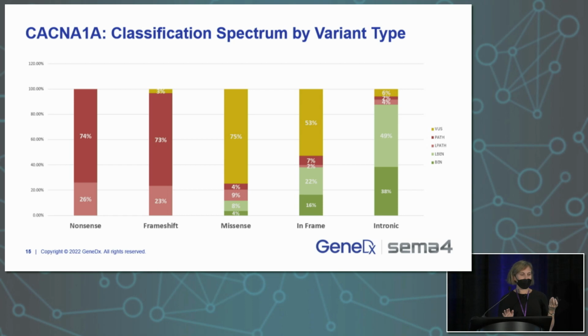It just gives you an idea of how important the variant type actually is for classification. We're much more likely to have a VUS result, especially with a missense substitution, whereas we're much more likely to be at pathogenic or likely pathogenic with nonsense or frame shift.